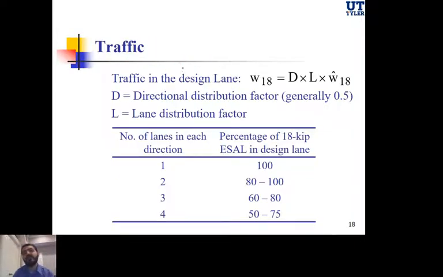So the traffic and the design lane: because the traffic typically is collected over the entire structure first in the two lanes, this is the observed amount of traffic, then we need to multiply it by L and multiply it by D. What are these two? Let's start with D. D is the directional distribution factor, which is generally 50%, or 0.5. What does this mean? Let's assume here I have a two-lane highway per direction.